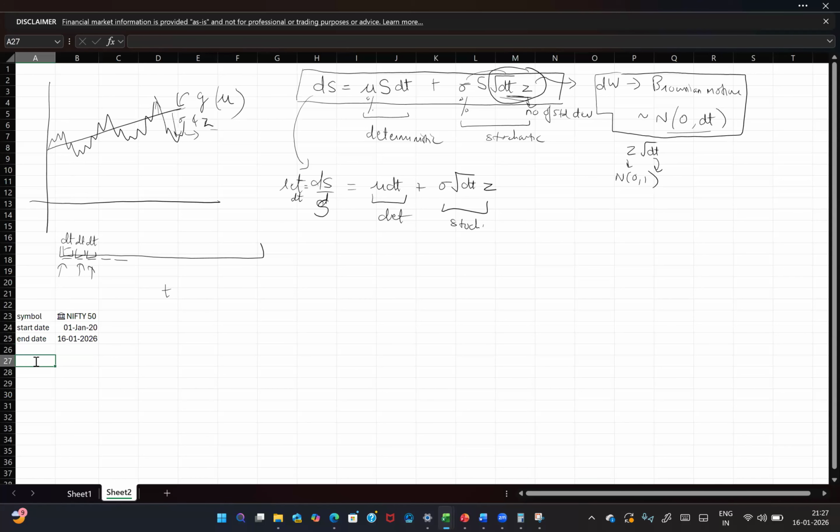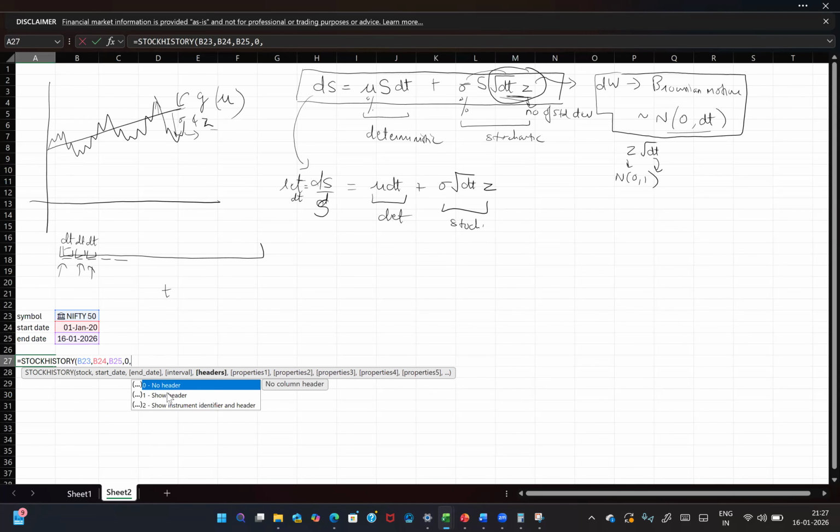Okay, so let's try to populate the historical data: STOCKHISTORY, stock ticker, start date, end date, interval is daily, comma, headers, we would like to see headers, so 1. Next is properties. Usually the first column should be the column of dates, so I put a 0. And the next one, I would like to find the closing prices, so 1.